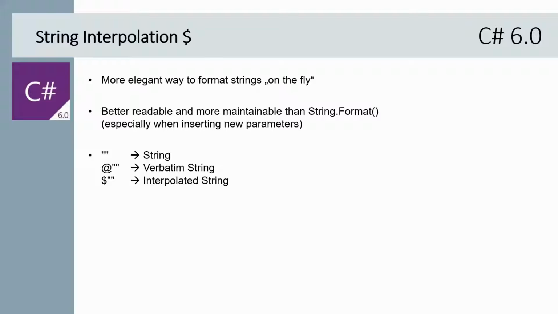So now in .NET there are three kinds of strings. The first one is the regular string, just denoted by quotation marks. The second one is the so-called verbatim string. It starts with an at sign before the actual quotation marks. And the third one is the interpolated string, about which we are going to talk now. And I'm going to show you the example.